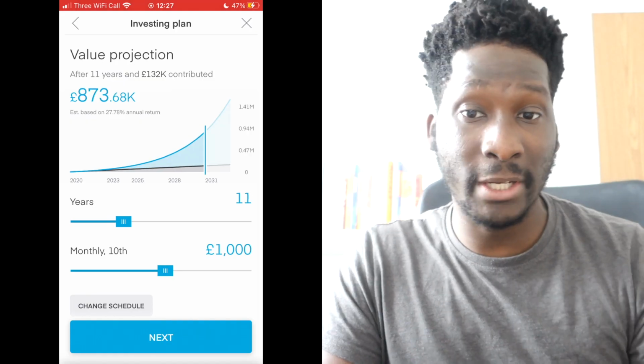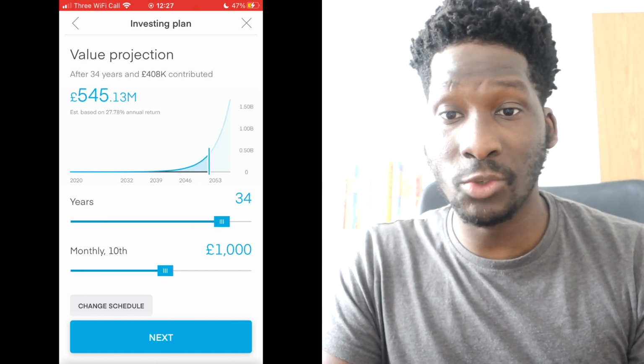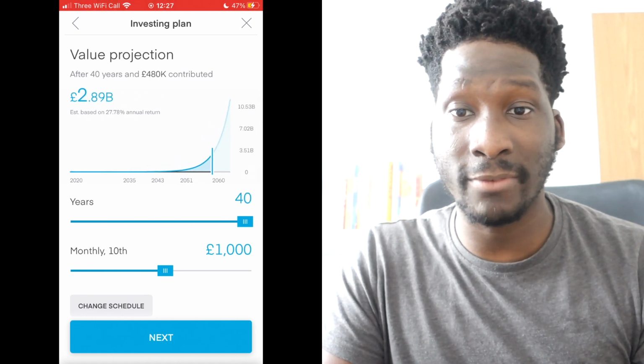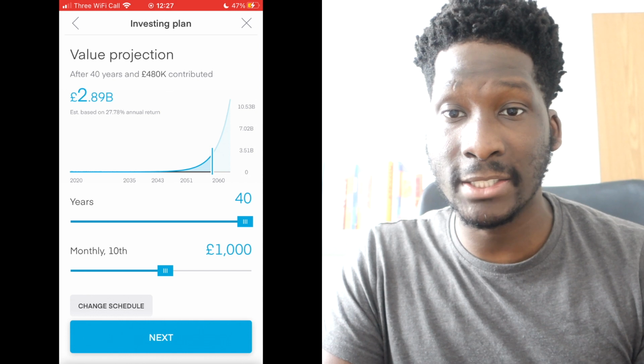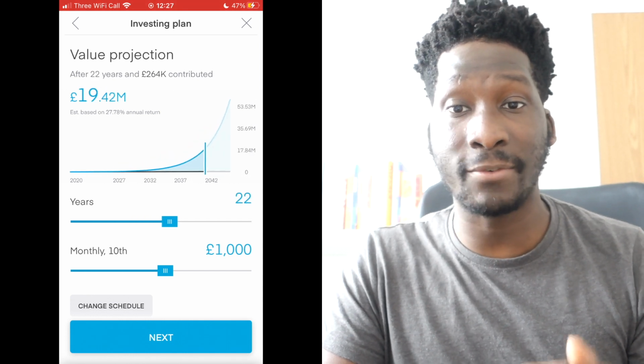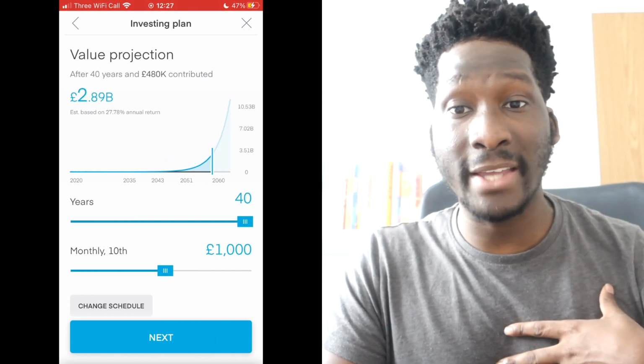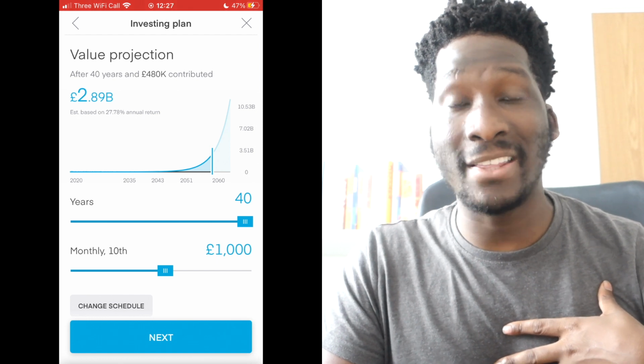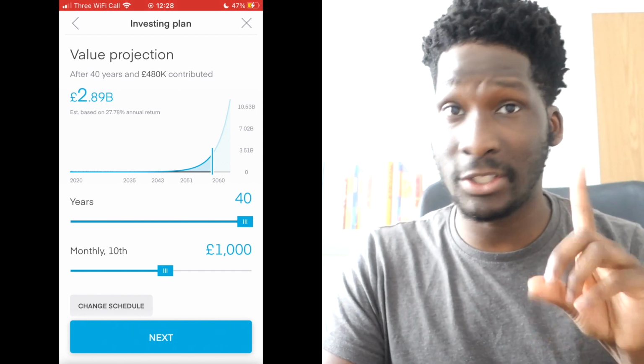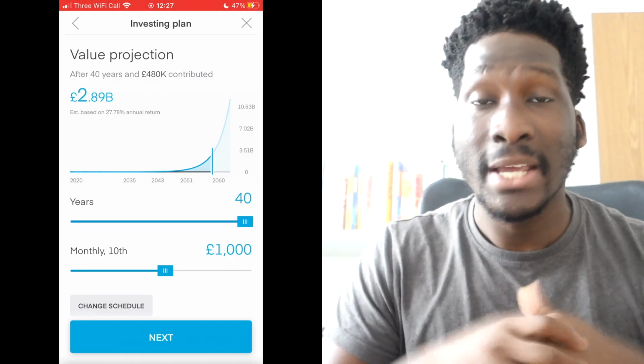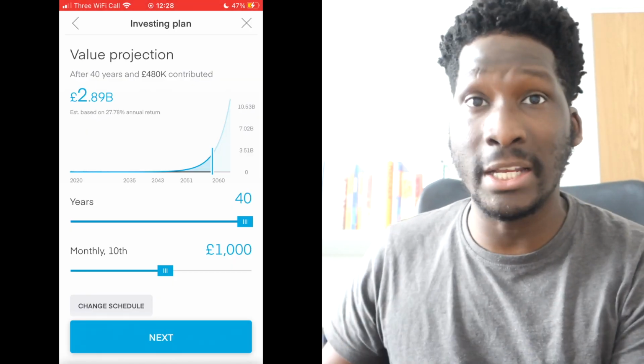And you can adjust how many years you want to invest for. You can adjust when you want the payment to come out of your account every single month. Again, look at the sliding scale. As you can see, if I left the money in there for 40 years, which means I would have invested £480,000 based on those specific companies, I would have £2.8 billion. This is the reason why people need to start early, because we're talking about compound interest, compound growth, long-term growth in the stock market.